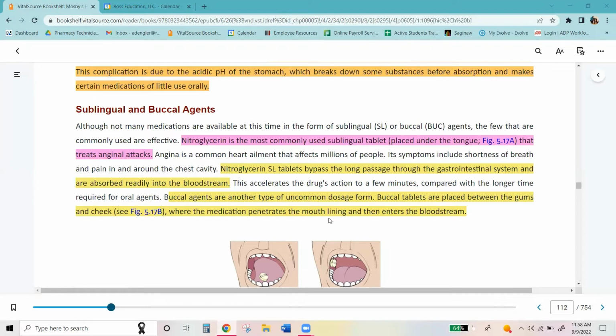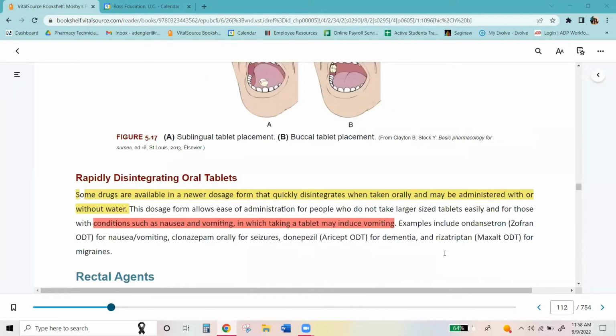Buccal agents are another type of uncommon dosage form. They are placed between the gums and cheek, which we've already talked about previously in the chapter, where the medication penetrates the mouth lining and then enters the bloodstream.